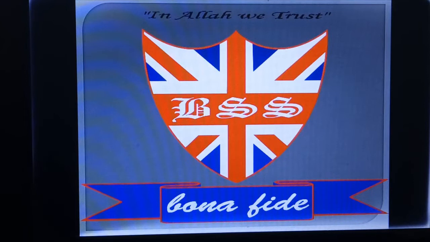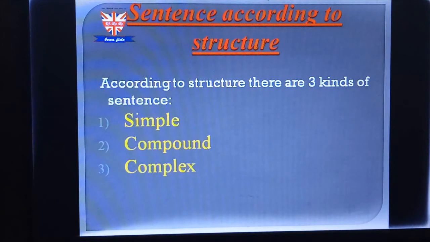The first semester is already done. We have completed different chapters on that. And in the second semester, we have got one video that was related with the clause. And this video is related with classification of sentence according to structure.